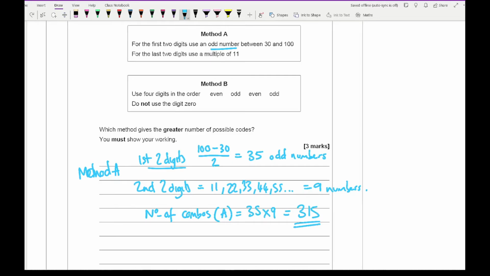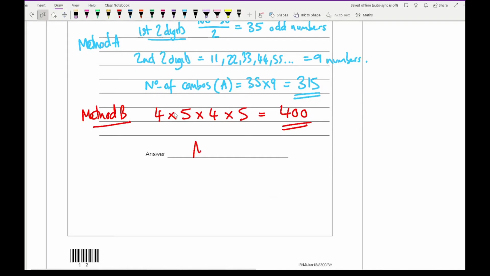Then for method B, well, for single digits, how many even numbers are there? So we're looking at 2, 4, 6, 8, so that's going to be 4. How many odd numbers that are single digits? Well, we've got 1, 3, 5, 7, 9, so that's 5. Then we've got another 4, then we've got another 5. So if I work that out, I get an answer of 400. And the question's asking which method gives you the greater number of possible combinations. Well, it's going to be method B.